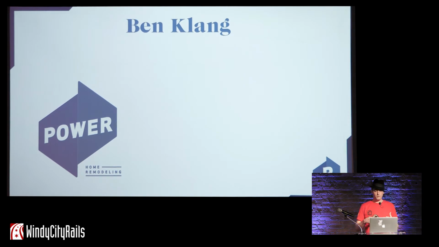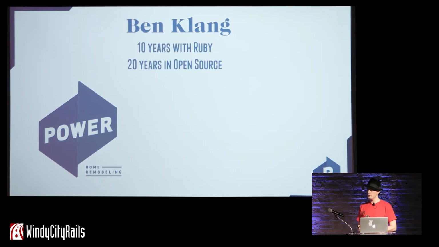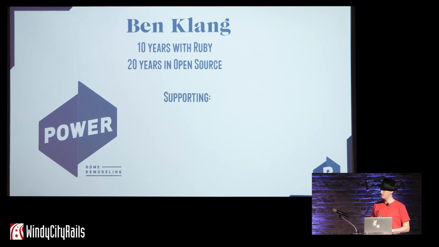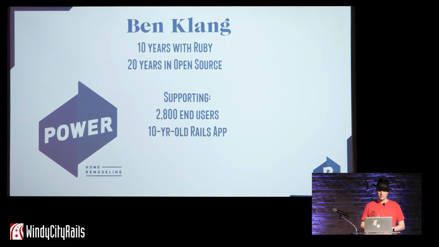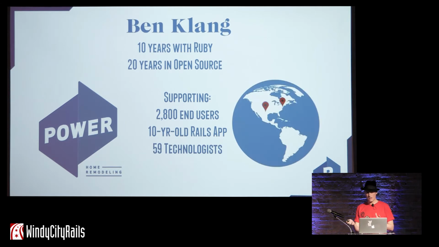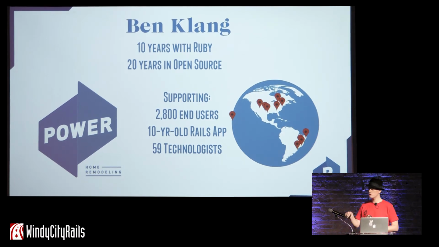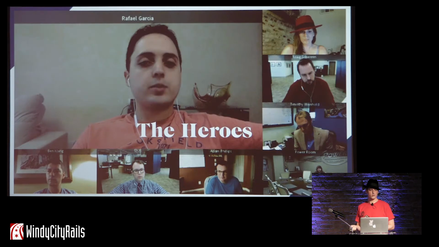But more about my background: I've been working with Ruby for about 10 years, and I've been doing open source for 20. My day job today is a little bit less about hands-on code, but working with some pretty awesome people. Within the company, we have about 2,800 end users who use our app every day. It's a 10-year-old app. There are 59 people within the technology department spread across North and South America, and then a couple in the Philippines. And so this story today is really their story. They're the heroes of this story. These are their ideas. I'm really just here representing them because they're the ones that came up with all this stuff and made it work.